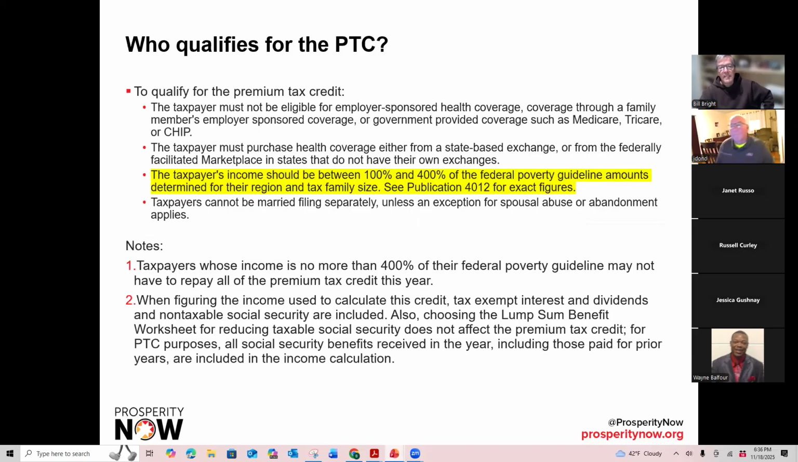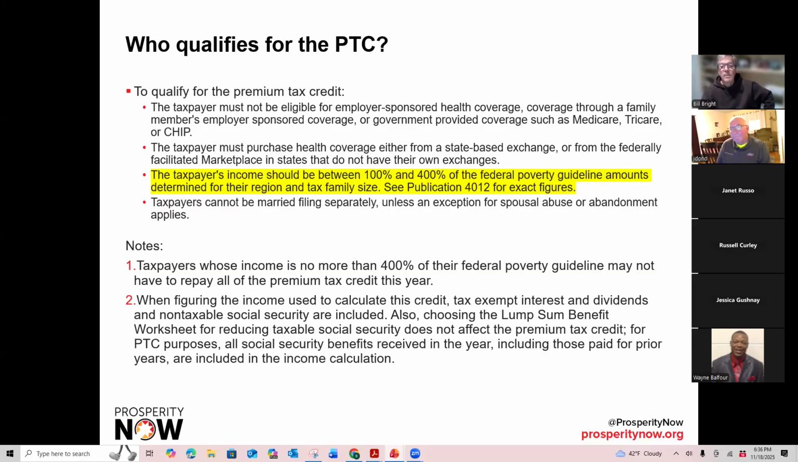Again, the taxpayer's income has to be between 100 and 400% of the federal poverty guidelines for this region and tax family size. Now, if you go over by like $1, if you're at 401% of the federal poverty line, you've got to pay every nickel back that you got as far as a credit for whatever health insurance you paid. That's the bad news. And we see a fair amount of that.